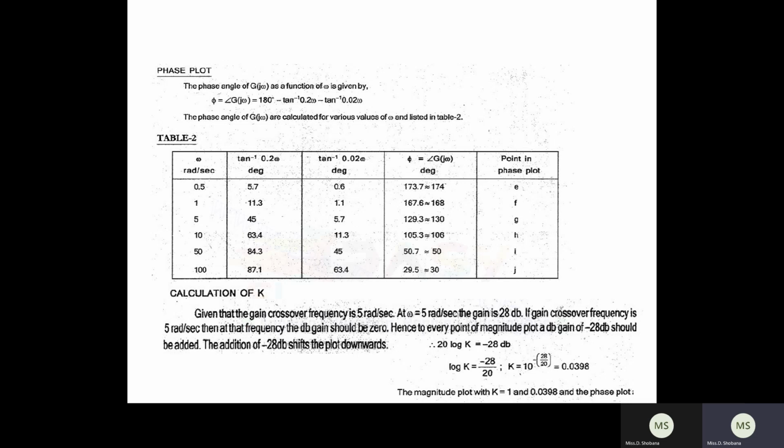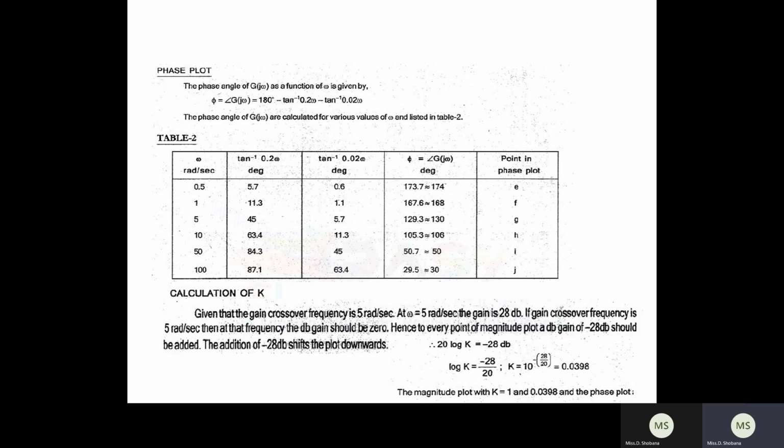Then we can go for the next procedure, the phase plot. For the phase plot, you have to write phi. Phi is equal to, looking at the transfer function, (j omega) squared in the numerator giving plus 180, and the tan inverse terms, 1 plus j terms in the denominator, minus tan inverse of 0.2 omega minus tan inverse of 0.02 omega. Various omega values are chosen between omega L and omega H and substituted into all the terms to obtain the phi value. So the phi value has been determined.